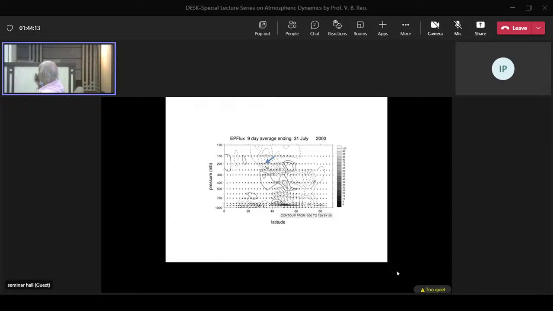Exactly. You see, in the Z coordinate, it is 1 by rho d rho by dt equals minus du by dx, plus dv by dy, plus dw by dz. That is the Z coordinate. Very, very complicated. In the P coordinate, how is it? du by dx plus dv by dy plus d omega by dp equals 0. So simple.